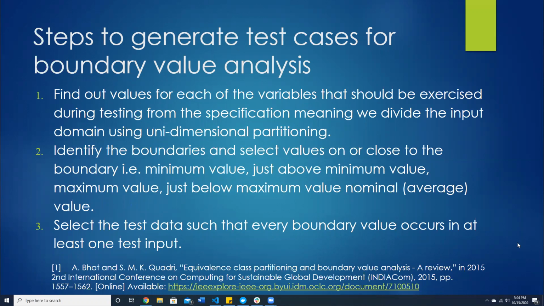Steps to generate test cases for boundary value analysis. First, find out values for each of the variables that should be exercised during testing from the specification, meaning that we divide the input domain using unidimensional partitioning. This leads to as many partitions as there are input variables. A different method is creating a single partition of an input space using multidimensional partitioning. Several subdomains are also formed during this step.